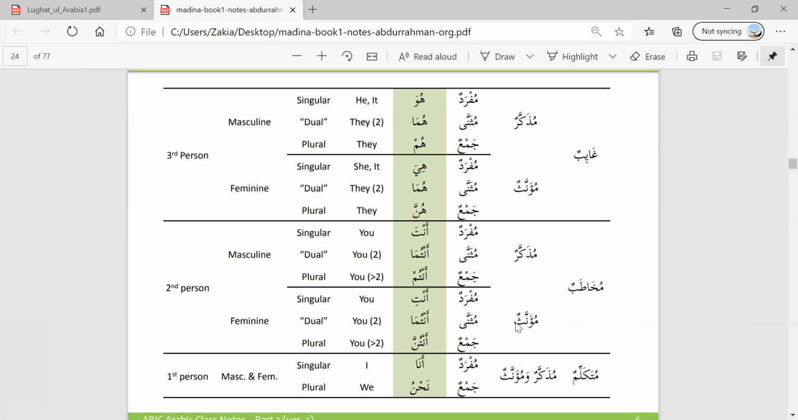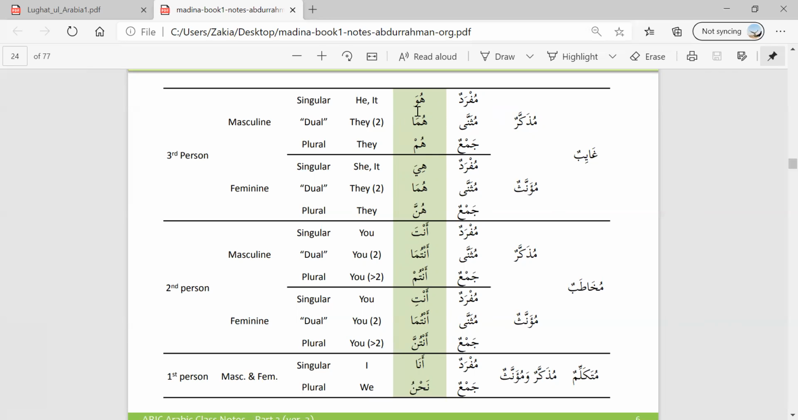If we look at mudhakkar, it's mufrad, muthanna, jama. Muthanna here is not the same as muannath. Muannath means feminine. Muthanna means dual, two. That's when some people tend to get confused, because they do sound a little bit similar. So mufrad means singular, muthanna means dual, and jama means plural. So that's what it basically means.